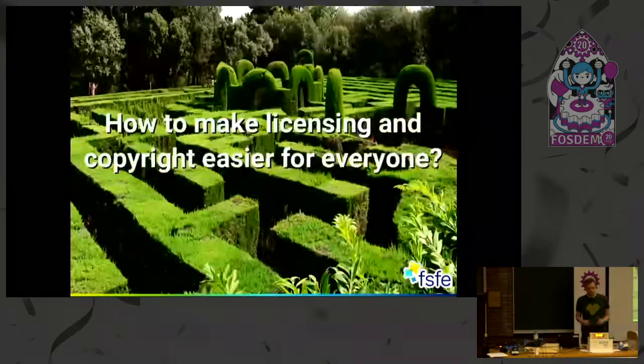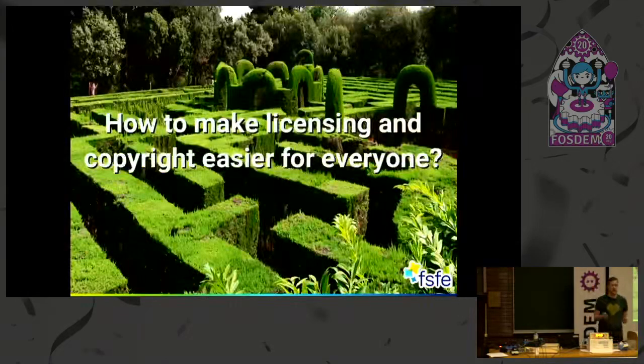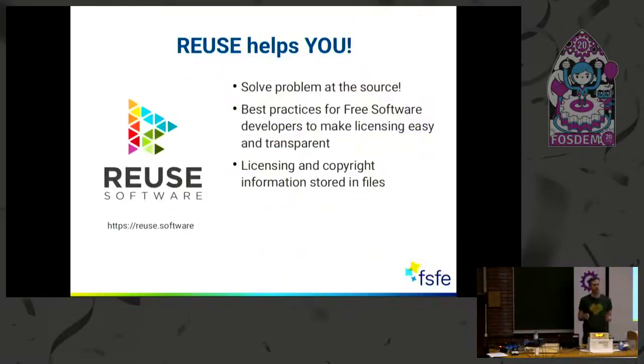So we thought we really have to make licensing and copyright easier for everyone. So we have to find easy solutions because the solutions out there are not really solving the problem. And we came up with something called Reuse. Reuse is supposed to help you, free software developers and free software reusers. Our idea is to solve this problem at the very source. So we don't store information about our copyright and our licensing choice somewhere else, but as close as possible to the source files. So the idea is that it's really hard to ignore your licensing choice and your copyright information.